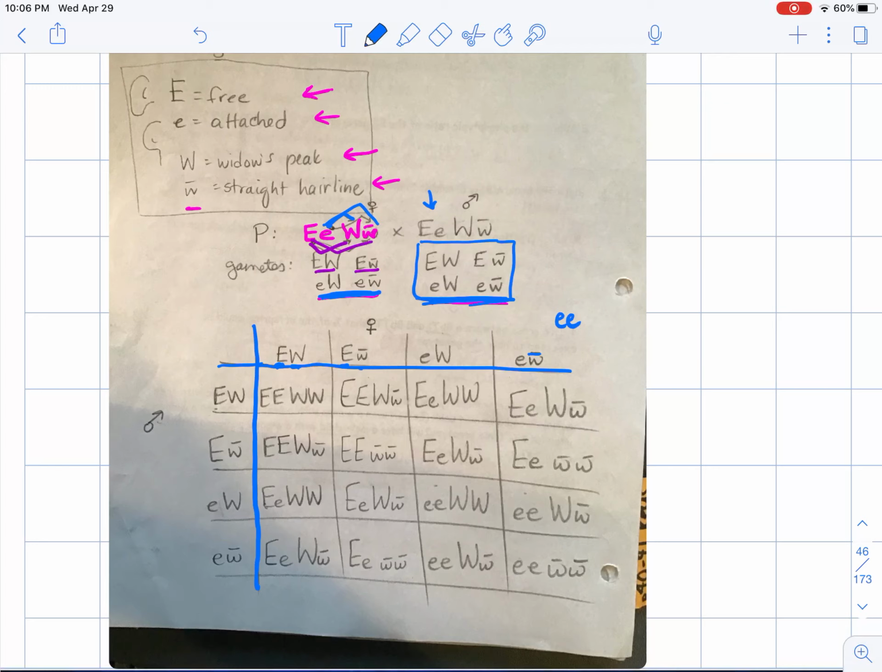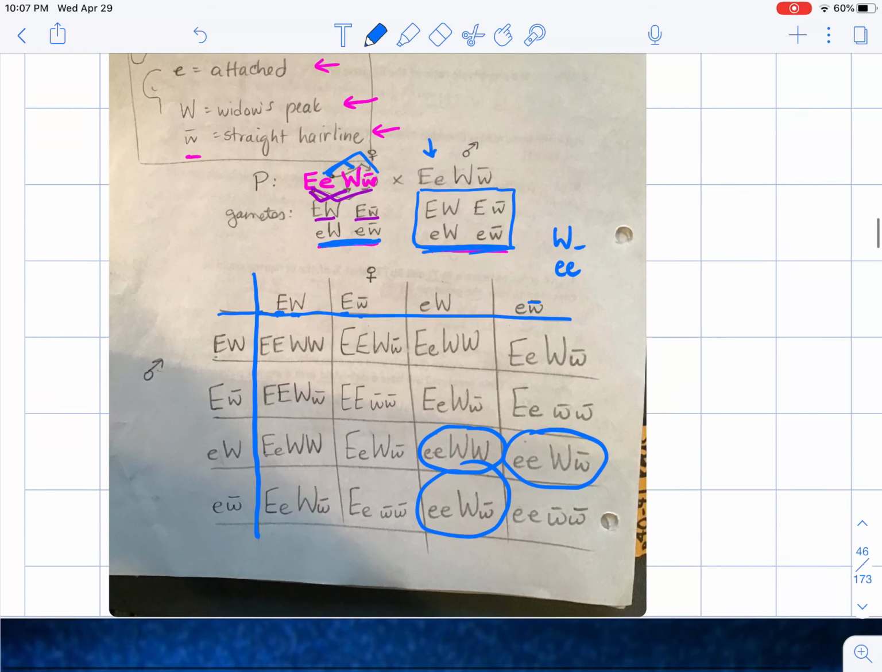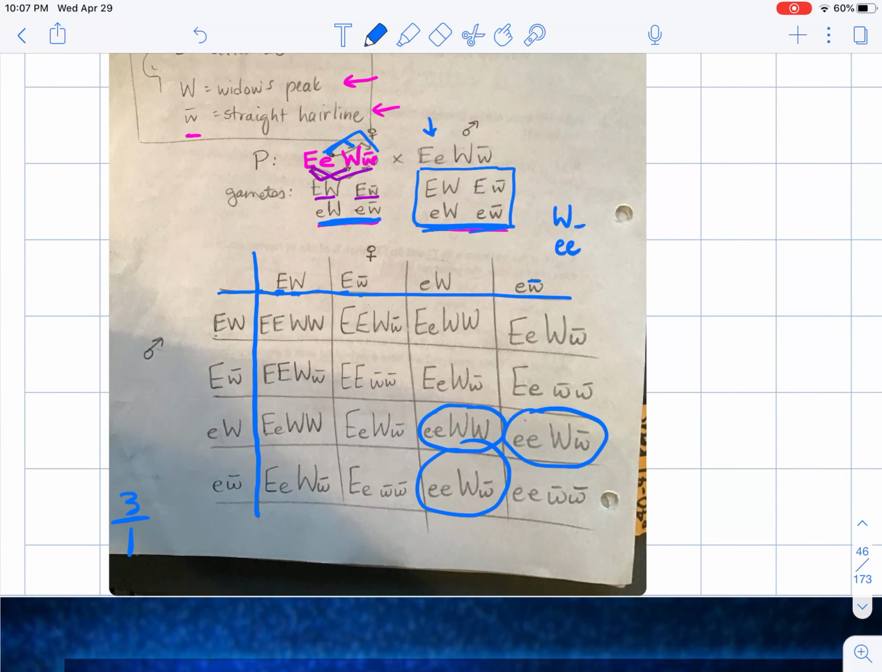The attached earlobes is little e's, so we're looking for little e's. And the widow's peak would be the dominant big W, no matter what was with it. So we're trying to find how many would be like that. And I can see that we have one here, one here, and one here. So the answer to the question is that there will be 3 out of 16 that will be widow's peak and attached earlobe.